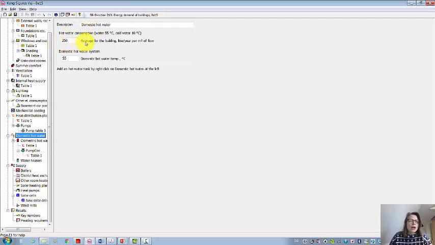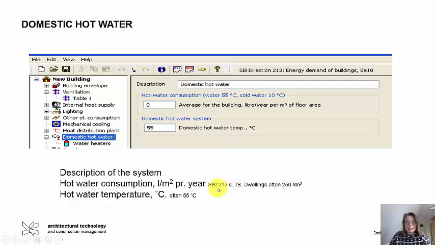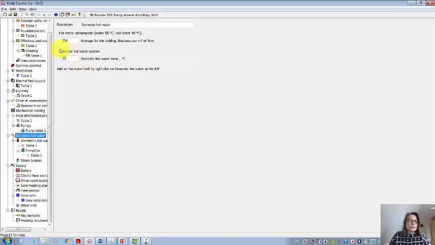Then we have to fill out how much we are using a year, and normally for dwelling it is 250. That we can read in the SBI, and you can also see it in the guideline. I have listed it up here, where you can see it in the SBI, and for dwelling it's often 250. Then there is a temperature, what temperature the hot water should have, and it's 55. The reason for that is it has to get to this temperature so we are sure that Legionella bacteria are killed, and not warmer, because if we have warmer, then we will have a risk of burning ourselves when we turn on the hot water. So that's the reason.